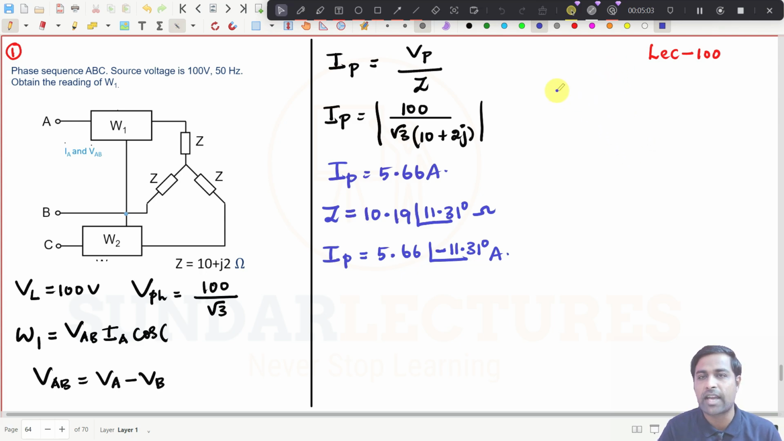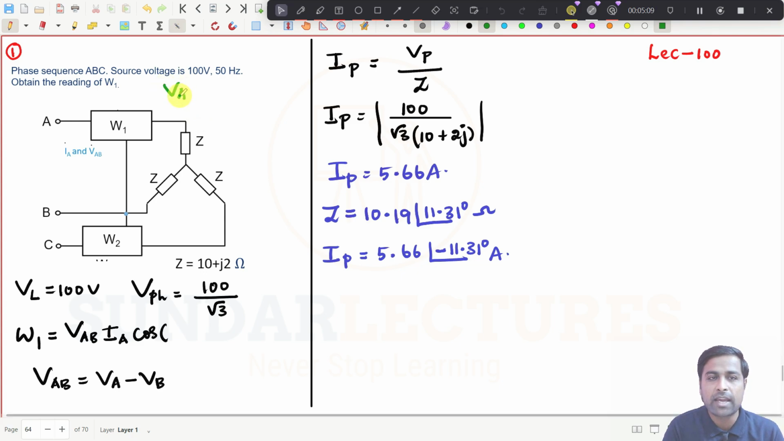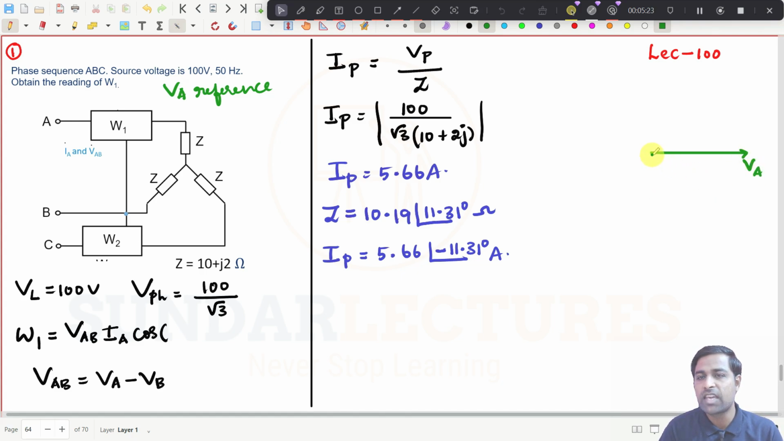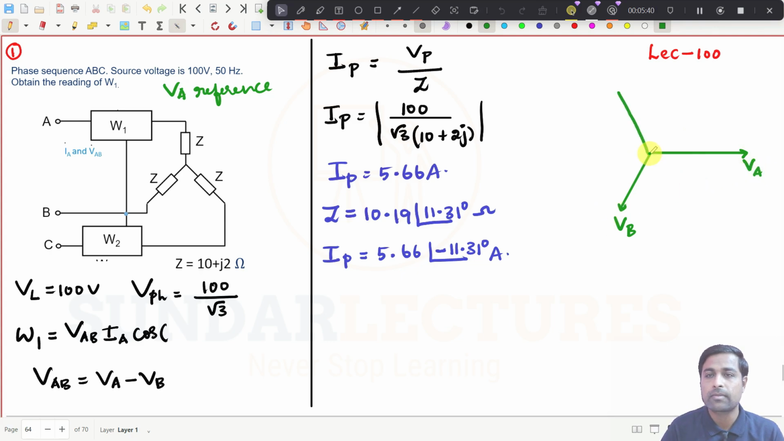I am going to draw the phasor diagram. We will assume VA, the phase voltage, as the reference. This is VA. And since this is a balanced circuit, with Z balanced, you will get this one as VB. The sequence is ABC, so A comes first, B comes next, and then C. This is now VC.